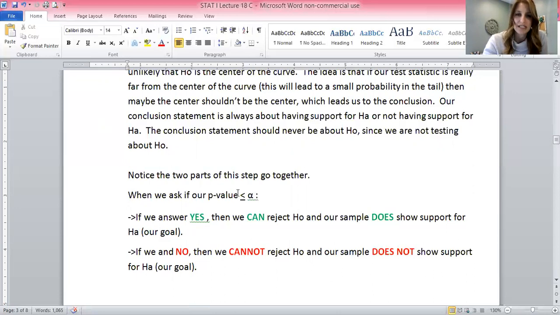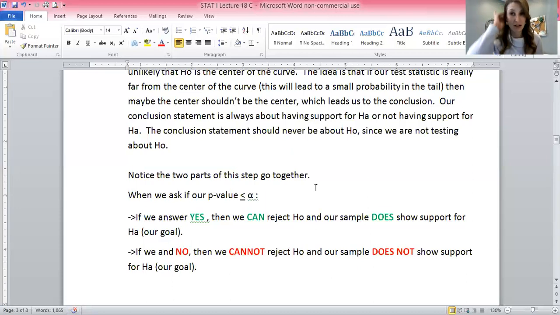So what I want you to notice, and I colored this, so it's all green or all red, is that if you answer yes, it's all positives, right? Yes, can, does. Or it's all negatives. No, cannot, does not. And you could always follow this no matter what type of problem we have. If it's numerical or categorical, our conclusion step is going to be the same thing.